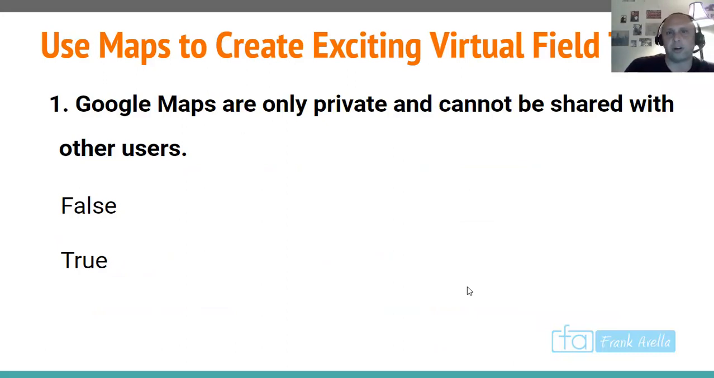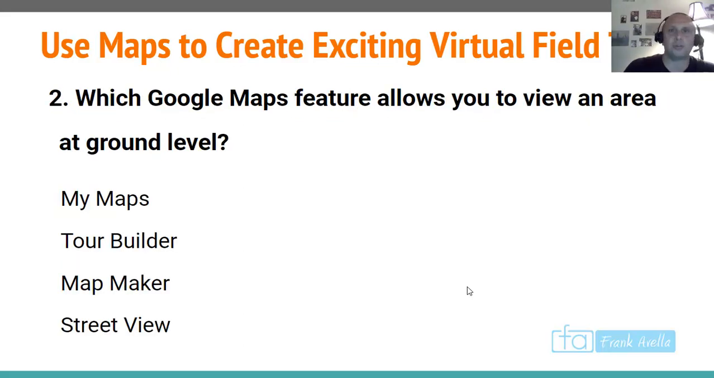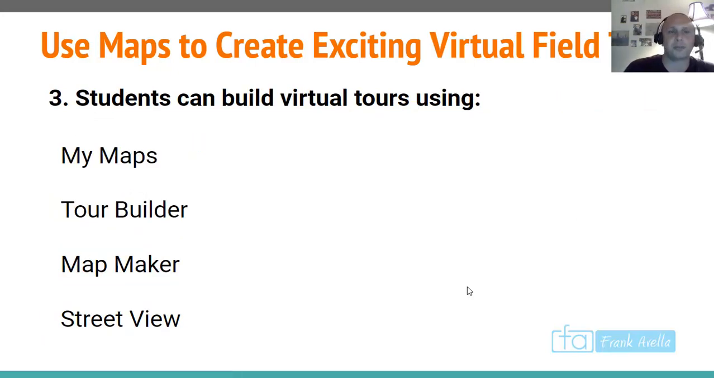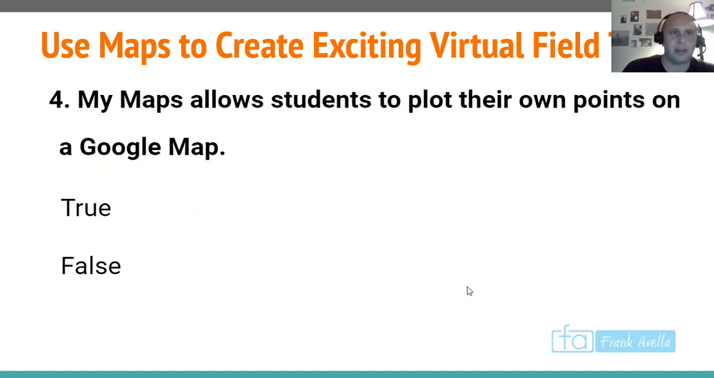So Google Maps are only private and can be shared with other users. Is that true or false? False. Okay, so they're not only private. Which Google Maps feature allows you to view an area at ground level? Street View, right? Ground level. Students can build virtual tours using Tour Builder, right? If we go back to that. My Maps allow students to plot their own points on a Google map. Is that true? Yes, right? We kind of just went back to that. We said, you could plot points, do distance, all that stuff.